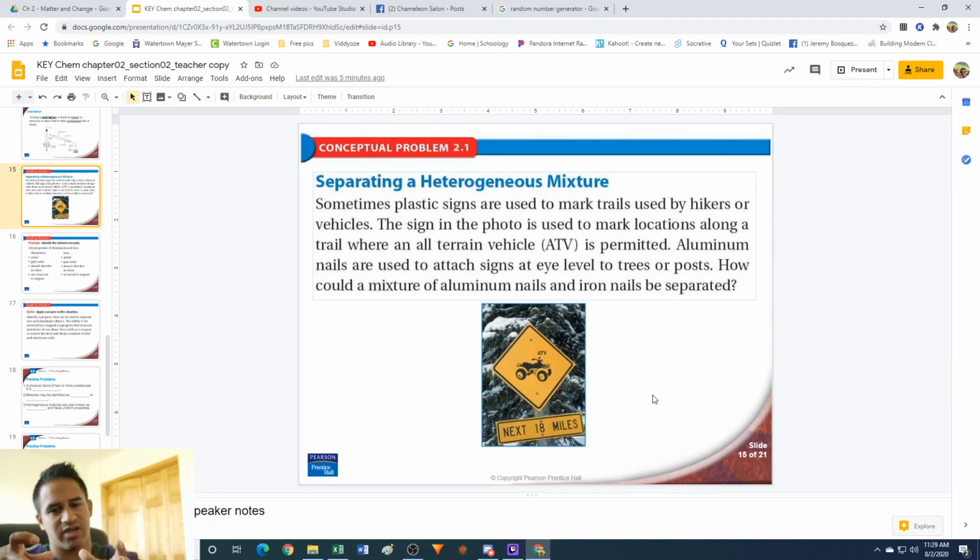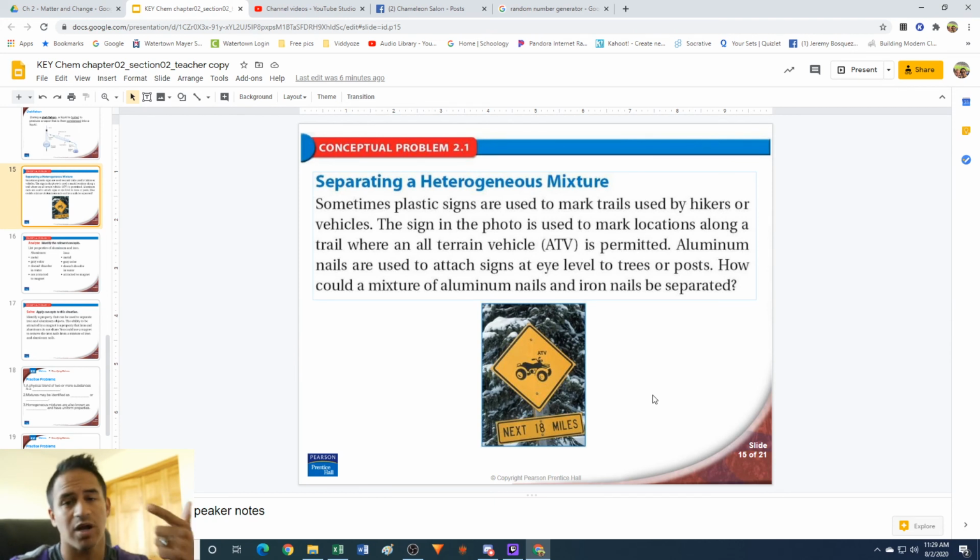So let's say you got a big bucket of nails, right? Some are aluminum, some are iron, and you need to use the right ones for your signs. How can we possibly separate them out? Because they both probably just look like silver nails. Well, there's a lot of different properties that we could use to distinguish between iron and aluminum. Color probably isn't one. They probably both look the same color, so that's not going to be a good one.